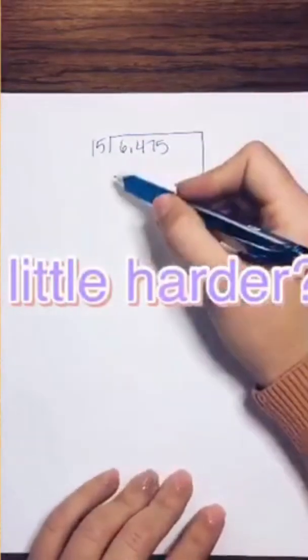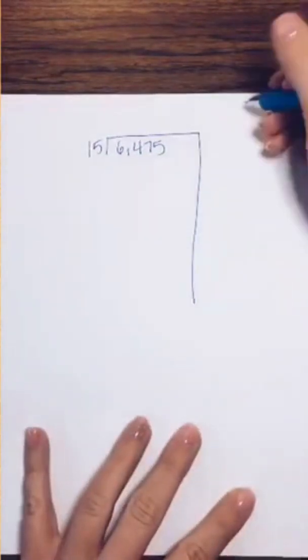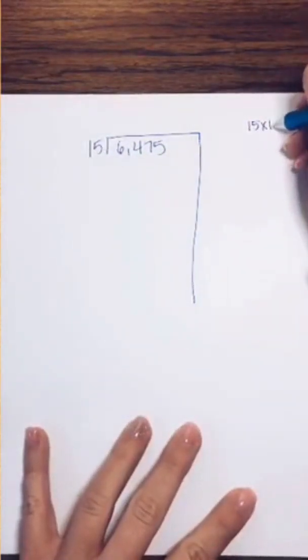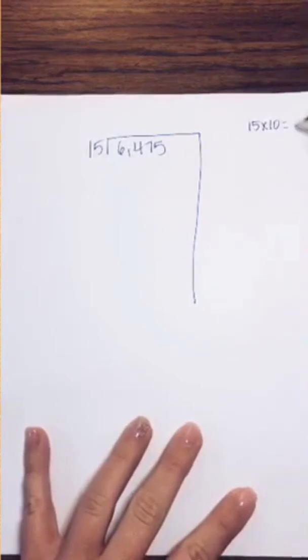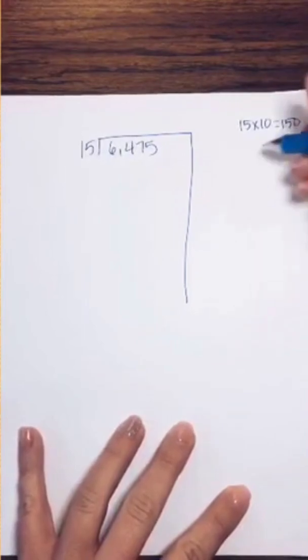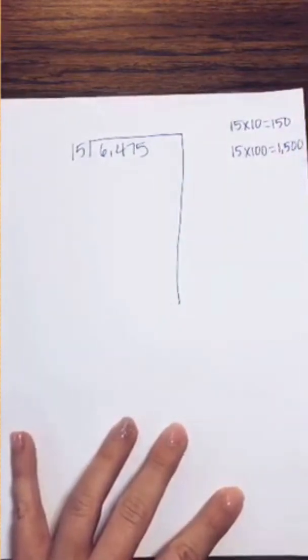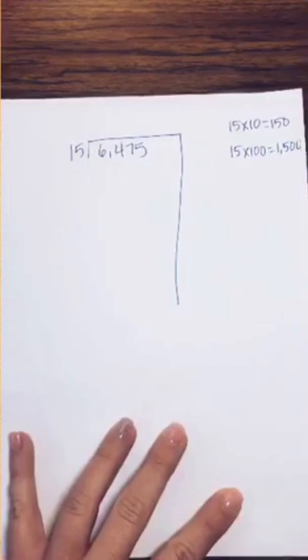Let's try one that's a little bit harder. We have 6,475 divided by 15. Now I like to start by multiplying by 10 to see what that gets me. That only gets me 150, so I know I'm going to have to go much larger than that. The next thing I like to try is 100. That's going to get me 1,500. Now that's getting closer to 6,000, but I can get even higher.